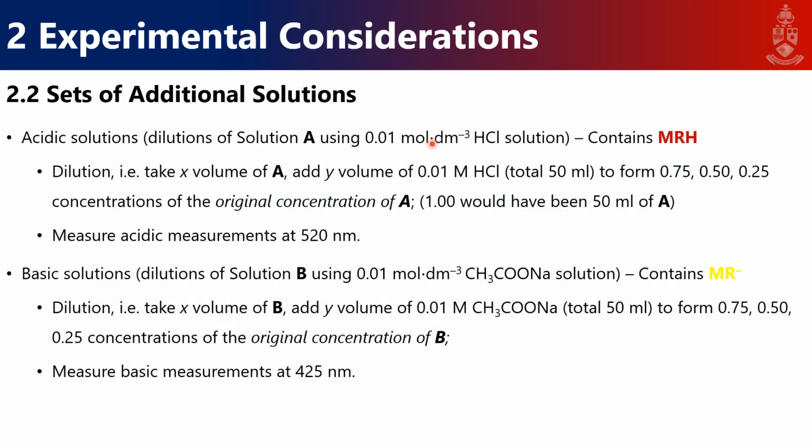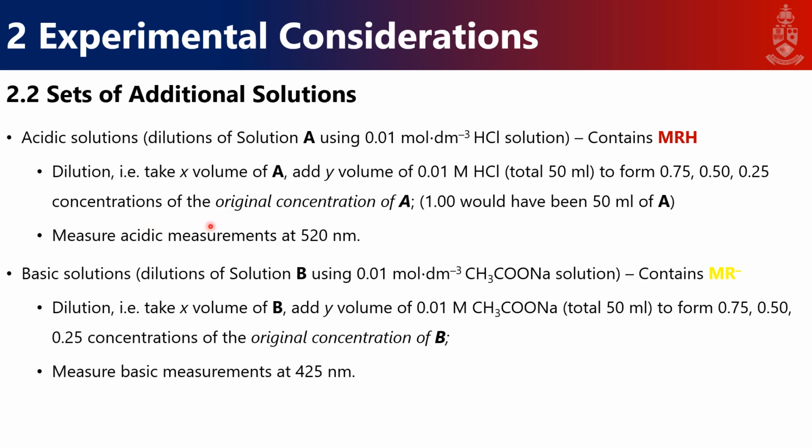So the next set of solutions you've made. You made four beginning solutions, which you're going to start with. That's what we covered in the previous slide. Now you're going to dilute solution A and B using two different solutions. A is an acidic solution diluter, if you want to put it as such, and B you're going to dilute with a basic solution. The acidic solution, of course, contains MRH, and the basic solution contains the deprotonated version.